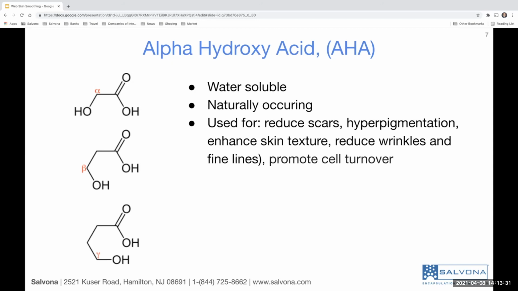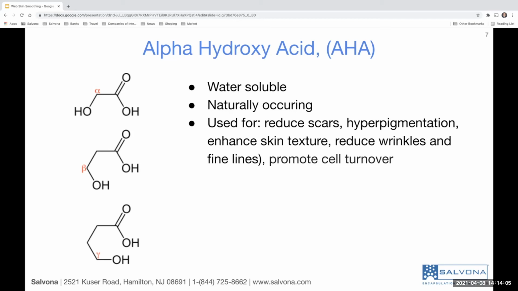And they are used for different purposes. For example, to reduce scars because they exfoliate. Hyperpigmentation, again, exfoliate the top layer of the skin with high pigment to expose a younger looking, brighter skin, less accumulation of melanin. Also, they are used to enhance skin texture. The skin looks much younger, and it also can reduce the fine lines, the wrinkles, and promote overall skin turnover. So this is about alpha.